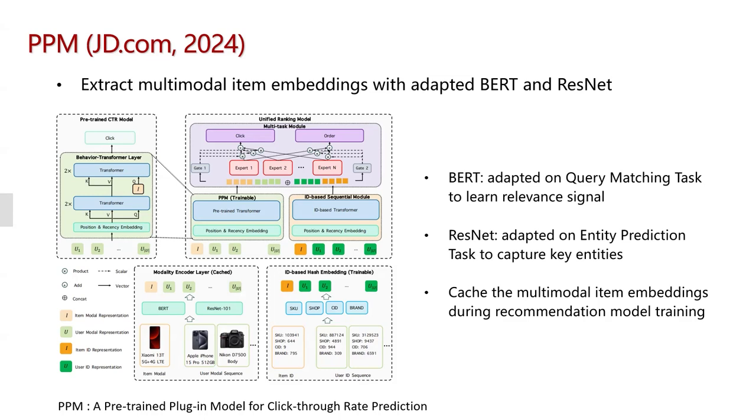And the ResNet backbone is adapted on the entity prediction task on product images based on the product labels, right, to capture the entities in these images, so that both backbones can be better adapted to the recommender system domain. So in the model training, the multimodal atom embeddings are pre-extracted. These atom embeddings are frozen during recommendation model training, and they are regarded as separate features as the input of the recommendation model.